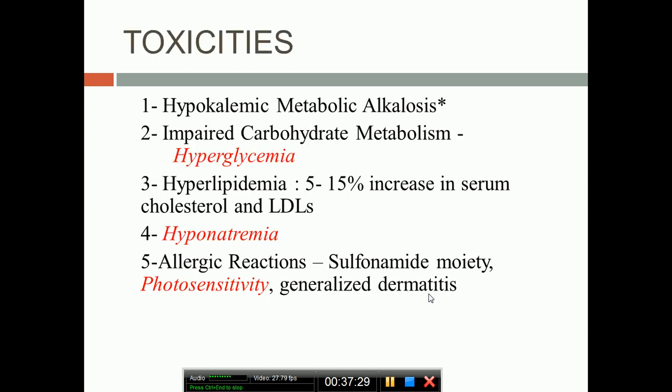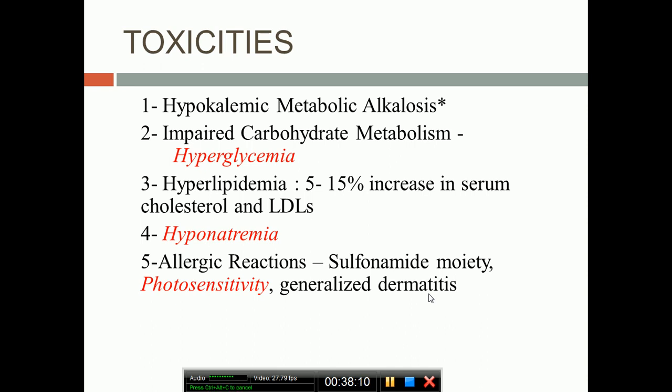Toxicities include hypokalemic metabolic alkalosis and impaired carbohydrate metabolism. They can cause hyperglycemia, and they should be used with caution in diabetics. Hyperlipidemia: they can cause a 5 to 15% increase in serum cholesterol and LDLs. So this must be taken into account in patients who already have increased serum cholesterol and LDL levels.